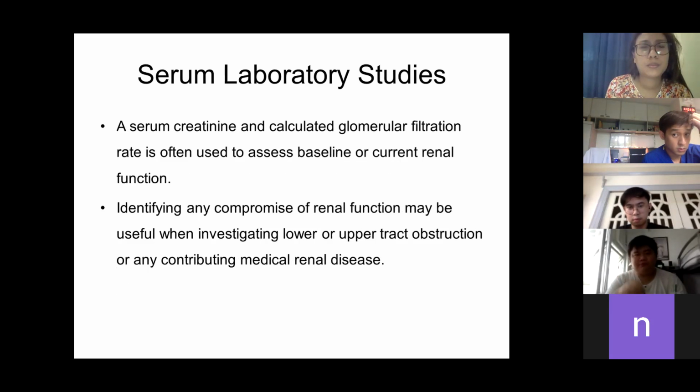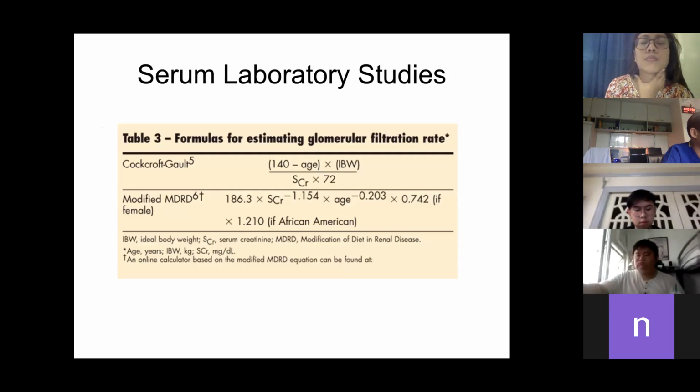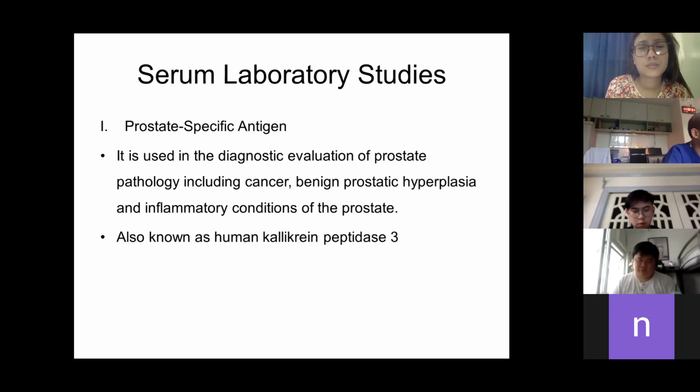Next is serum laboratory studies. Serum creatinine and calculated glomerular filtration rate are often used to assess baseline or current renal function. Here is the formula for estimating glomerular filtration rate, the Cockcroft-Gault formula. Next, PSA or prostate specific antigen. It is used in the diagnostic evaluation of prostate pathology, including cancer, BPH, and inflammatory conditions in the prostate.